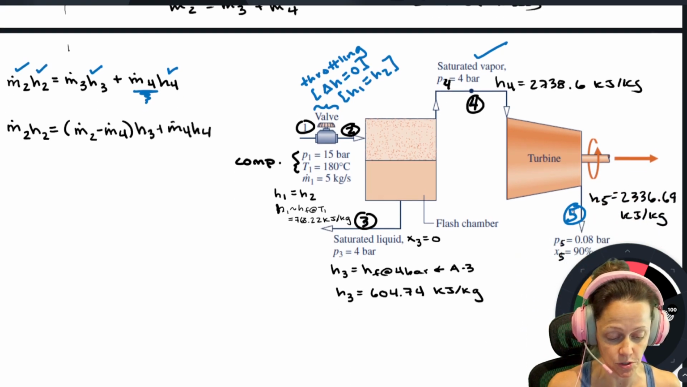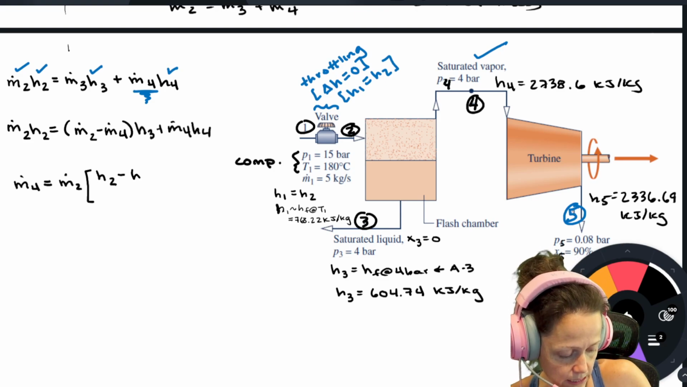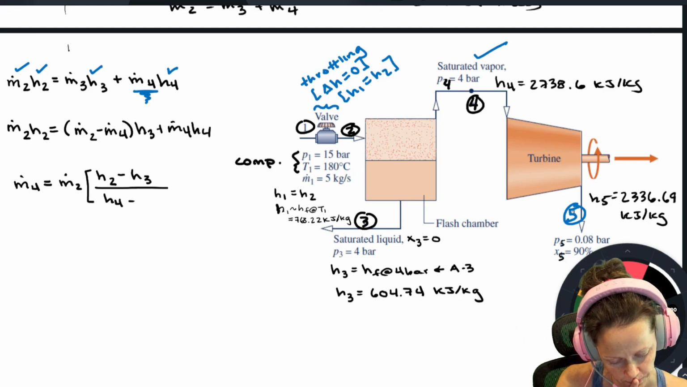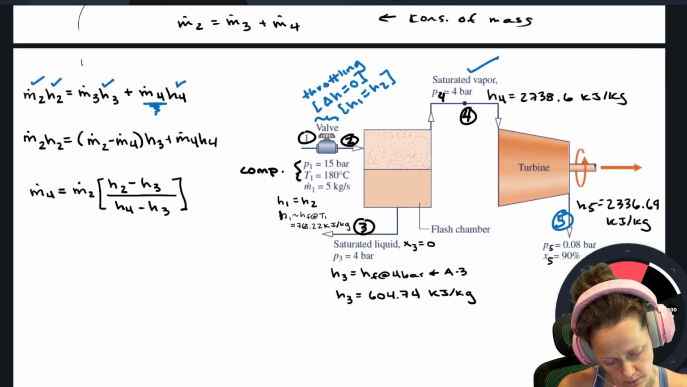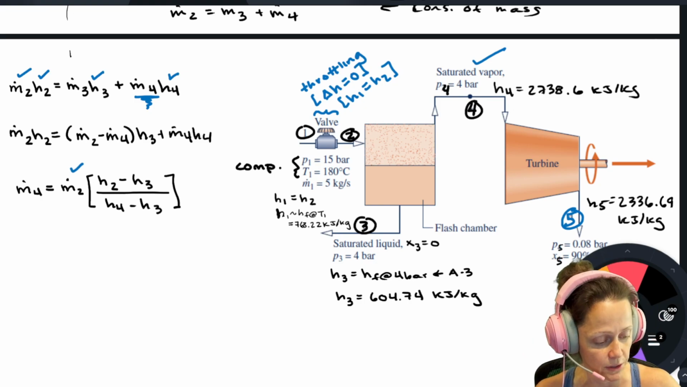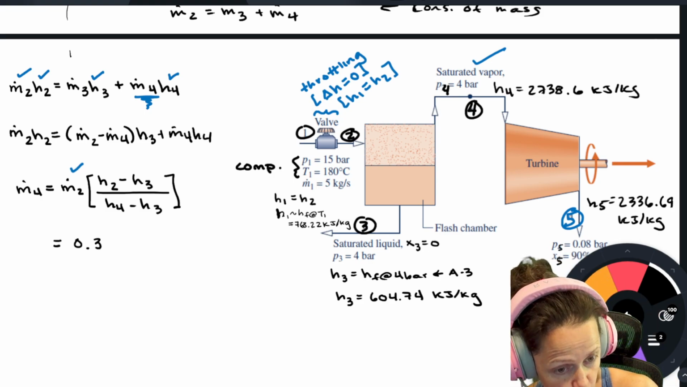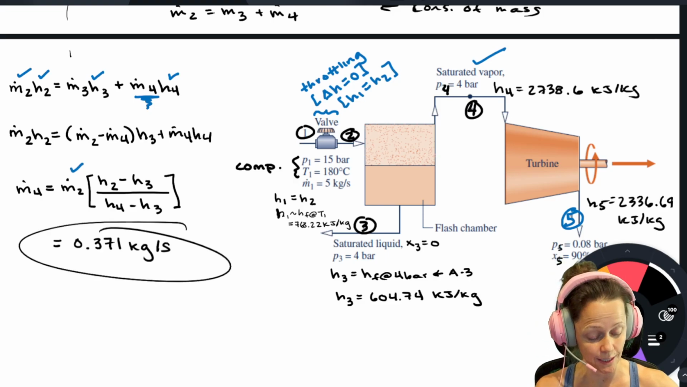All right, and so now all I'm going to do is gather some like terms. I'm going to solve for m dot 4. So I've got m dot 4 equals m dot 2 times h2 minus h3 over h4 minus h3. Yep. All right, and so I've got an equation now. Now I know everything, right? m dot 2 is 5 kilograms per second. I know all the enthalpies, and so I can plug in, and I've got a mass flow rate of 0.371 kilograms per second.